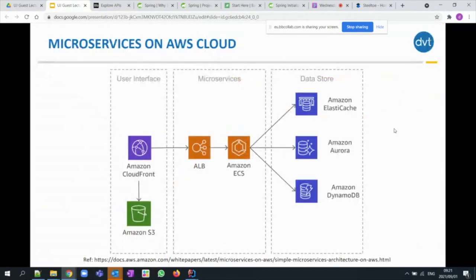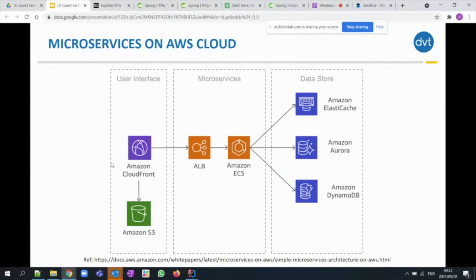Sure. Cool. Just a very high-level architecture view of what's happening in the AWS ecosystem. Now, inside AWS, there are a variety of resources available. When I talk about resources, each of these building blocks, like Amazon CloudFront, Amazon S3, Application Load Balancer, Amazon Elastic Container Service, and a variety of data stores, each of them is treated as a service or as a resource inside the entire AWS ecosystem.